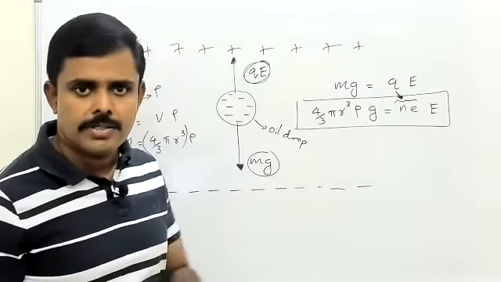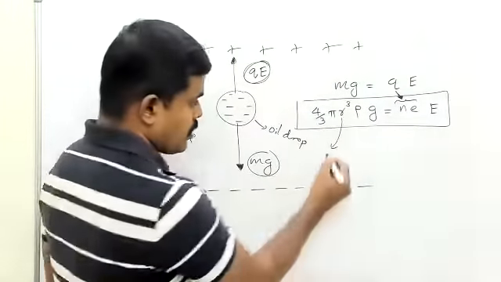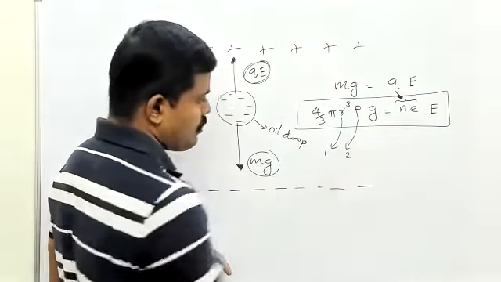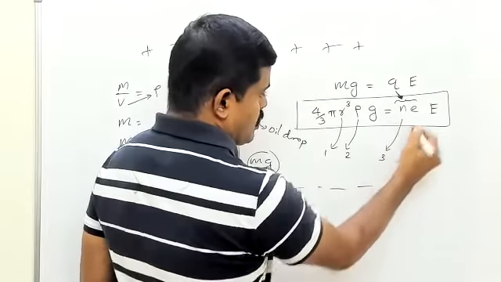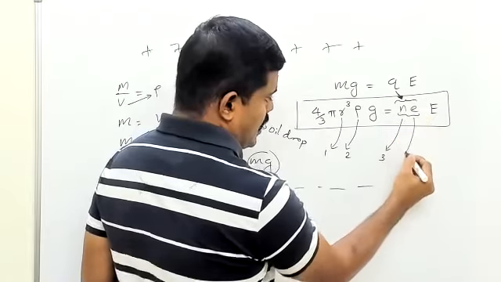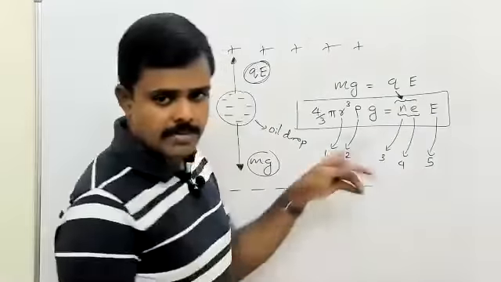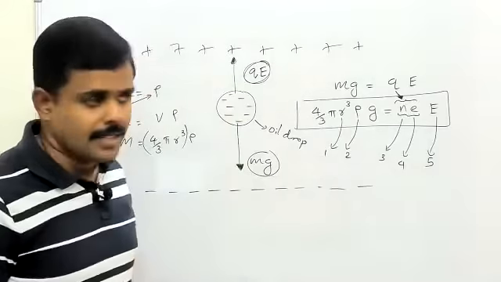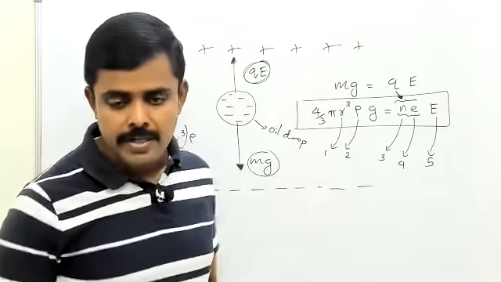There can be different questions. Question number one, find the radius of the oil drop. Question number two, find the density of the oil. Question number three, find the number of excess electrons on the droplet. Question number four, find the charge on the droplet. Question number five, find the electric field required. There is one more question from the next chapter. There are six questions that can be asked from this topic. Did you understand everything we learned today?